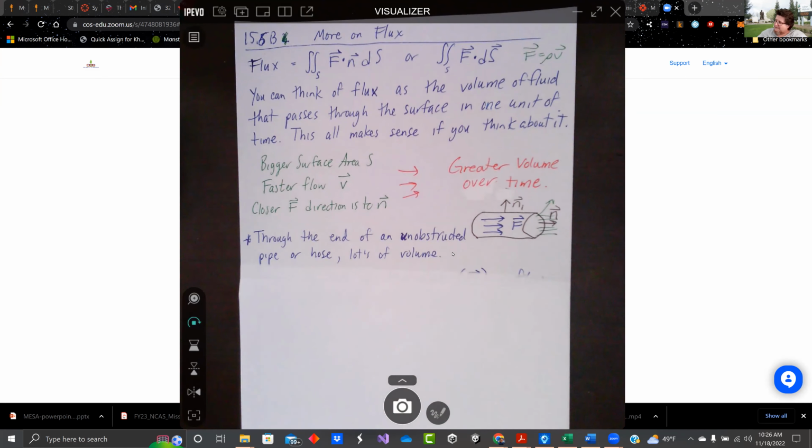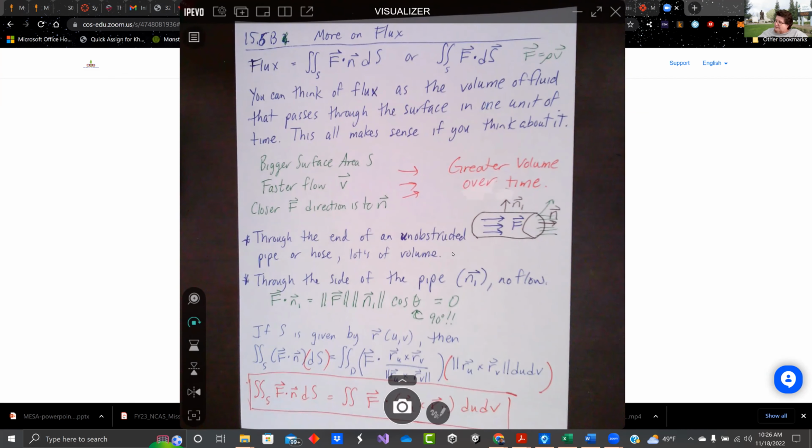So an example is looking through the end of an unobstructed pipe, like I was saying. If we look through the side of the pipe, or through your thumb if your thumb is covering it, there's no flow. And so F dot N gets lower. So this kind of makes sense.